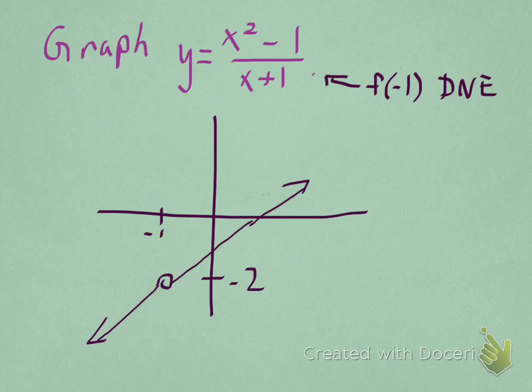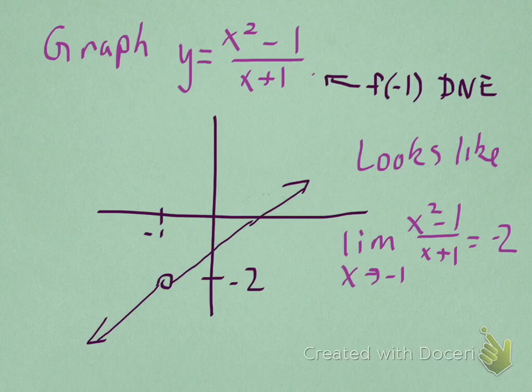But we don't care what happens at x equals negative 1. We just care what happens nearby, and nearby x equals negative 1 it sure looks like the function values are going to negative 2. So again, more evidence that the limit as x goes to negative 1 of f of x is equal to negative 2. Now let's see if we can use algebra to prove that precisely.